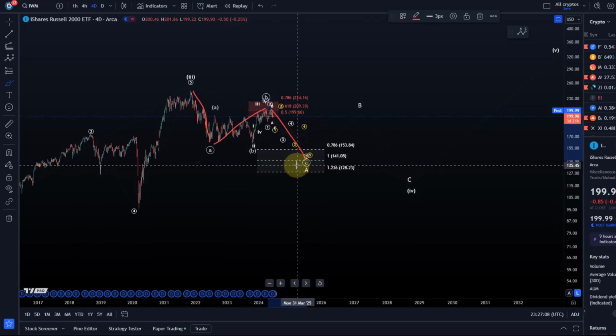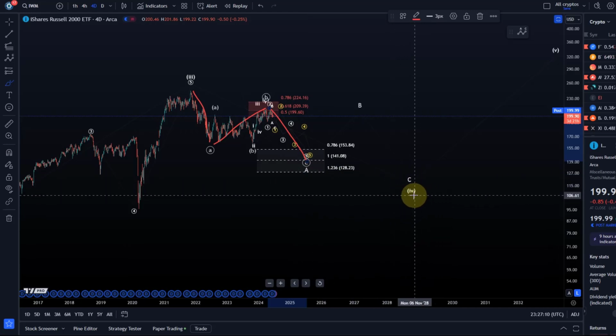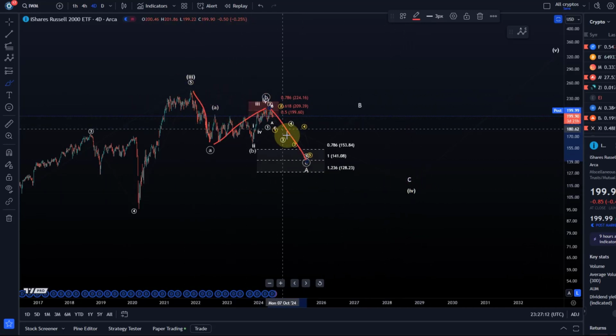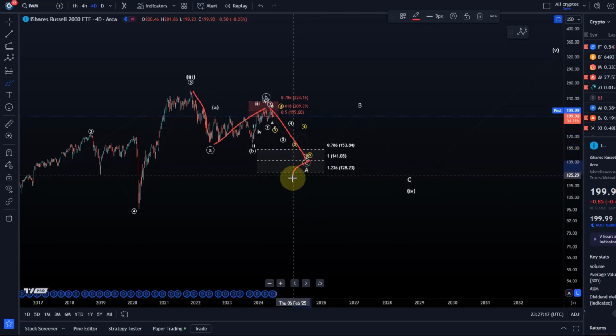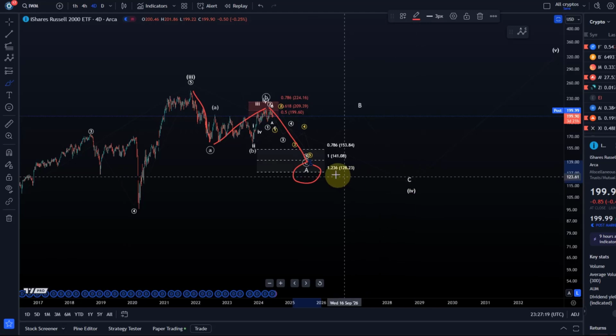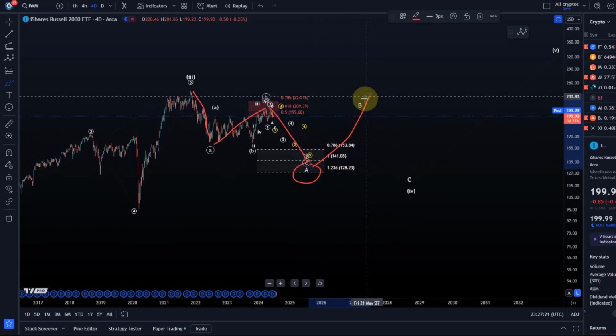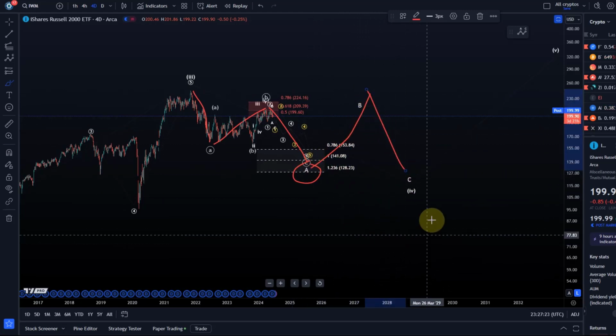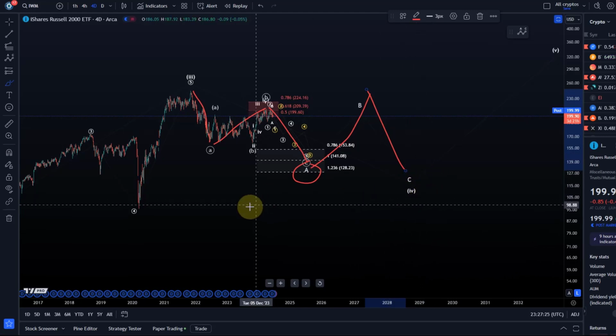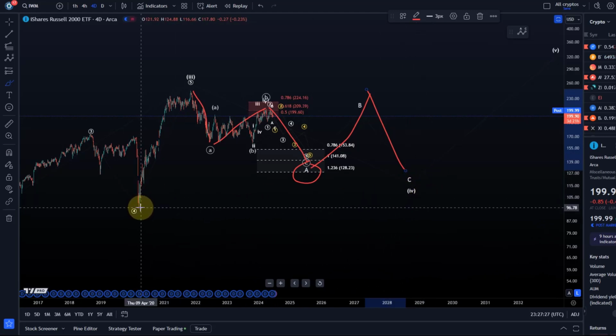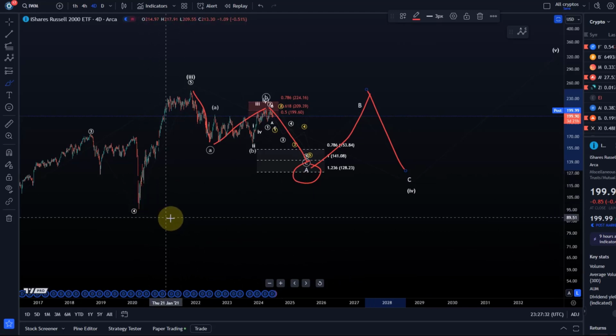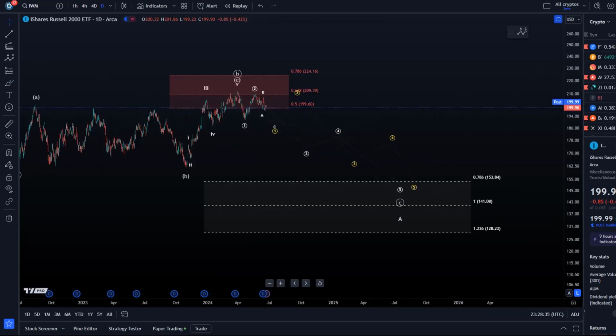And then the idea is, because this would be a larger degree fourth wave, that the ABC structure we are talking about here is only the larger A wave of an even larger ABC structure. We would then see another B wave rally and then a C wave decline, ultimately landing possibly in the region around that wave 4 low of one lesser degree, around 100 USD, but the exact targets are still to be determined.